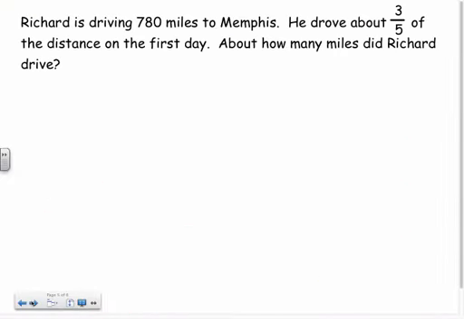Lastly, we can have to write a formula for an equation before we can solve. So Richard is driving 780 miles to Memphis. He drove about 3/5 of the distance on the first day. But how many miles did Richard drive? Well, 3/5 of 780.